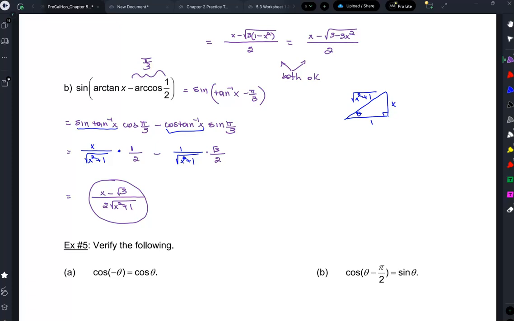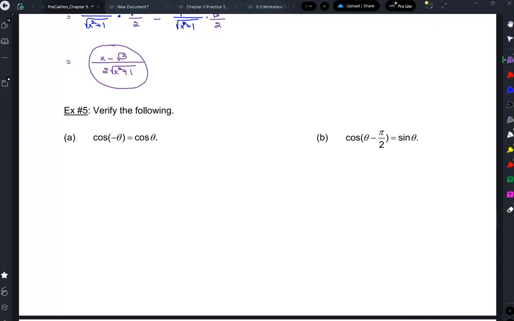So now, the next thing we're going to do is verifying some stuff. This one here, cosine of negative theta equals cosine of theta, that's an identity, right? That's an even and odd identity, right? So now this question is saying verify. In math, when we use the word verify, we're not asking you if something is true. We're saying what I've told you is true, period. Show that it is. That's what the word verify means in math.